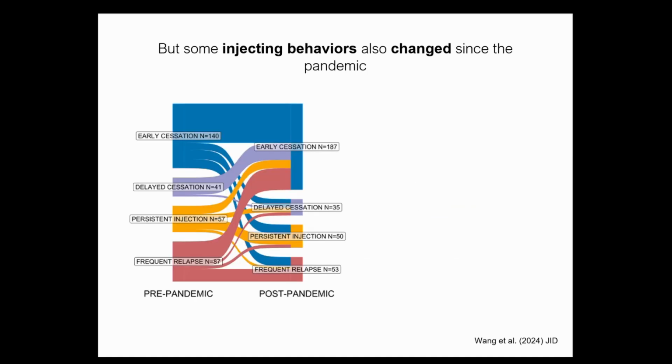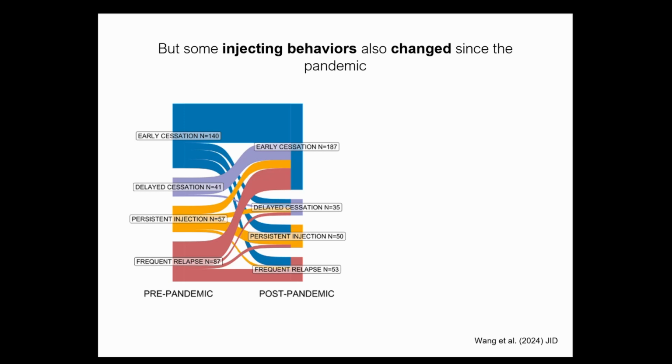But because we were able to leverage these really rich data from the ALIVE cohort, we were able to actually look at how people's injecting practices changed. We were not looking just at what happens if things close, but are people changing their injecting behaviors? We had people in the study who we were able to follow up pre and post pandemic. So you had some people who are in early cessation groups.